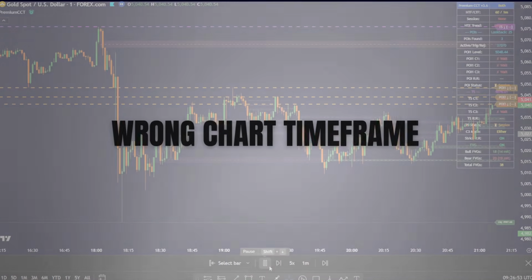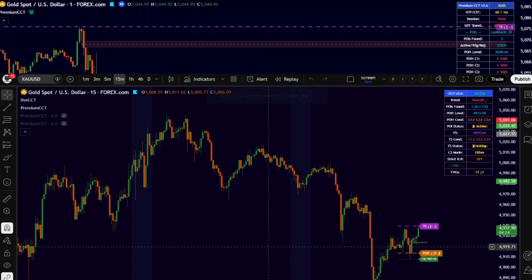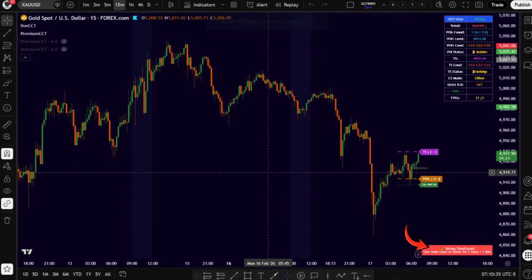Another reason could be wrong chart time frame. Look for the red warning table at the bottom right. If you see it, switch to the correct time frame immediately.